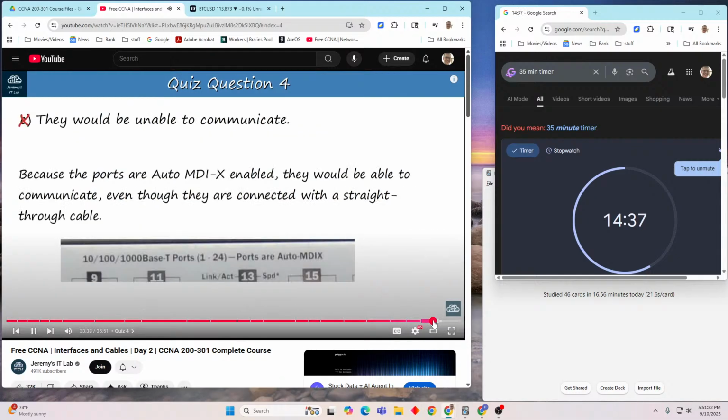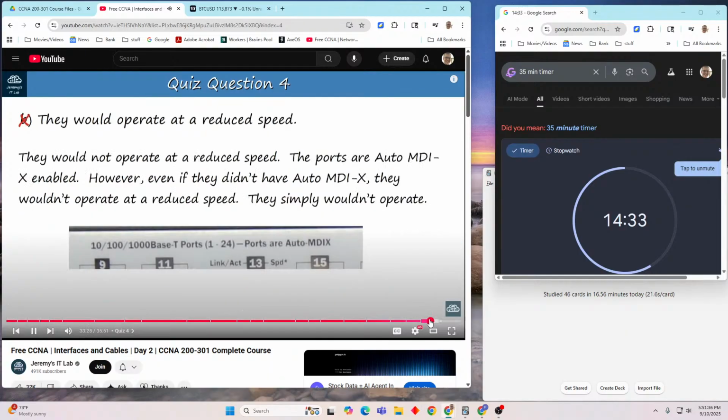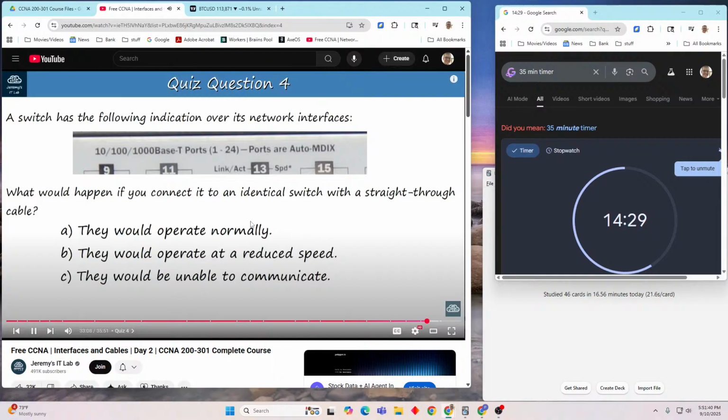With MDIX enabled, they would be able to communicate, even though they are connected with a straight-through cable. So C, with auto MDIX, they wouldn't operate at a reduced speed. They simply wouldn't operate. Think about your answer. The answer is A, they would operate normally.